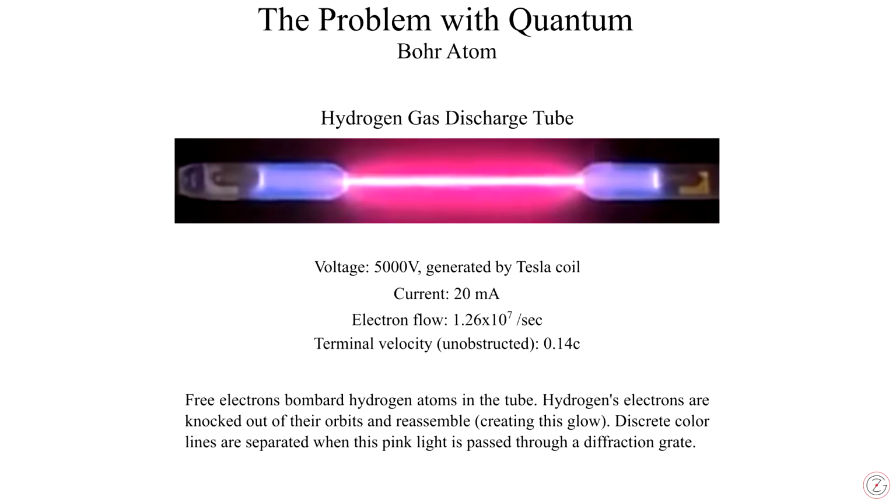This is a hydrogen-filled tube excited by 5,000 volts. 10 million electrons per second fly through the gas. They could reach 14% of light speed unobstructed. In reality, free electrons collide with hydrogen electrons, knocking them out of their orbits. Hydrogen atoms reassemble with ionic electrons in this electron-rich environment. This creates the pink hue. Individual frequencies are seen with a diffraction grating.